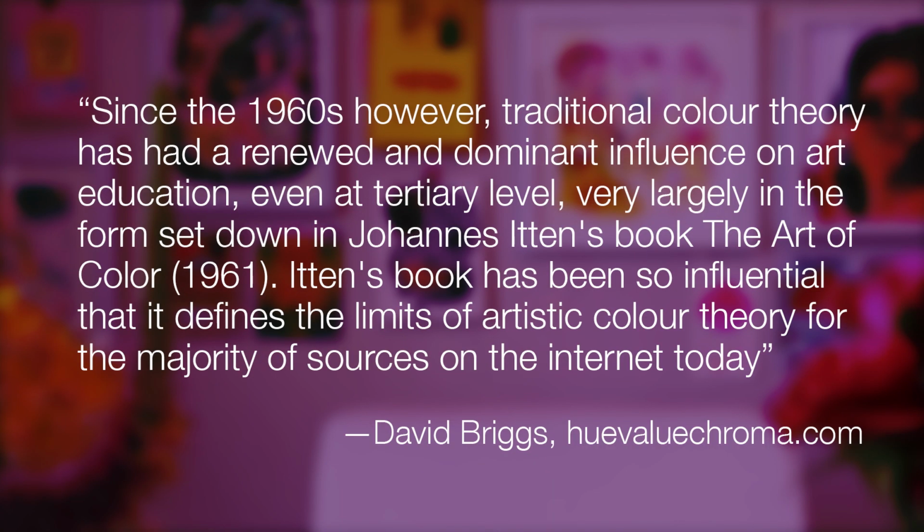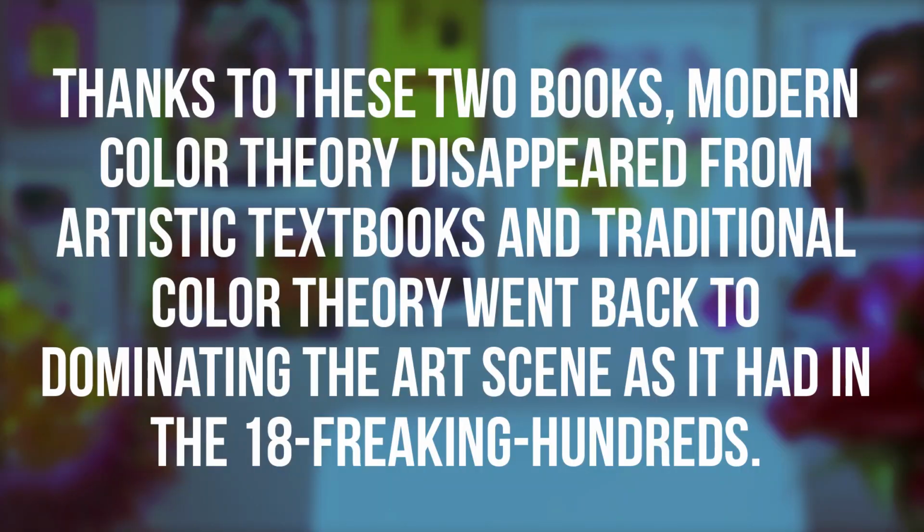Since the 1960s, however, traditional color theories had a renewed and dominant influence on art education, even on a tertiary level, very largely in the form set down in Johannes Itten's book The Art of Color, which came out in 1961. Itten's book has been so influential that it defines the limits of artistic color theory for the majority of sources on the internet today. And if that wasn't bad enough, in 1987, another man named Michael Wilcox wrote a best-selling book titled Blue and Yellow Don't Make Green, which hardcore revived the RYB double primary strategy. Thanks to these two books, modern color theory disappeared from artistic textbooks, and traditional color theory went back to dominating the art scene as it had in the 1800s.